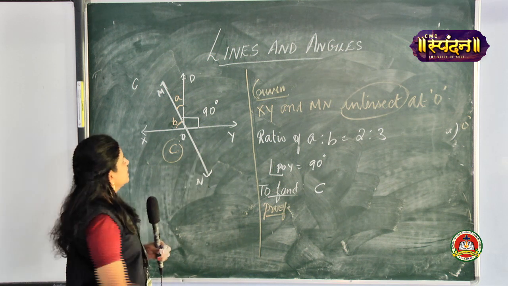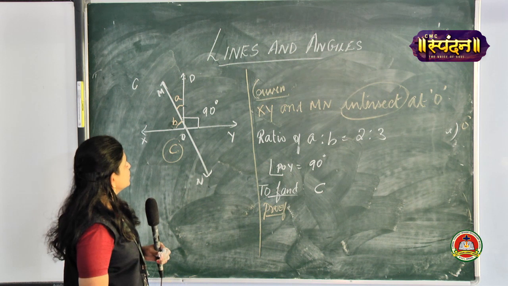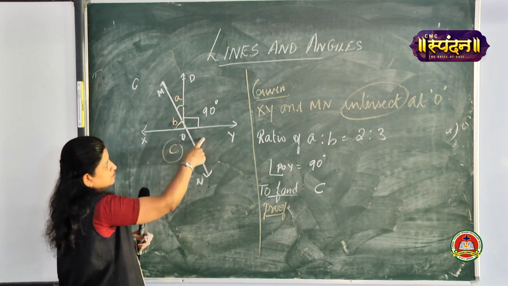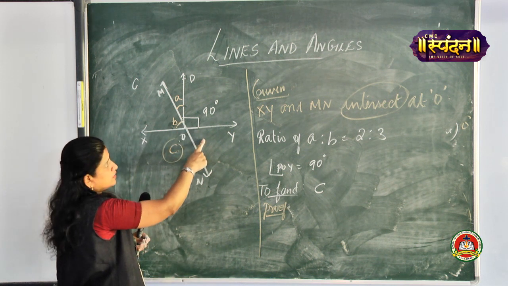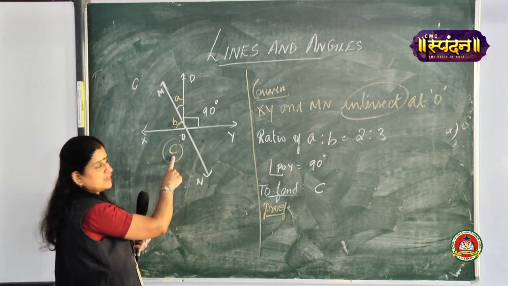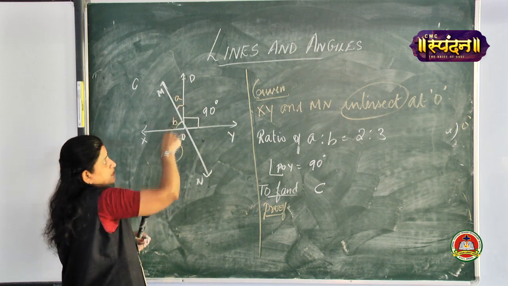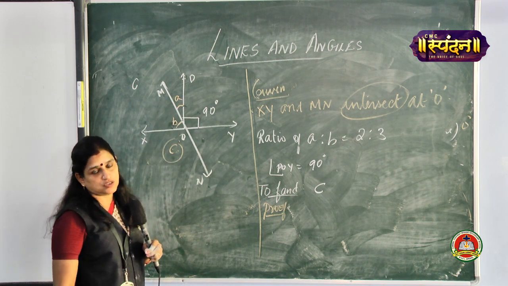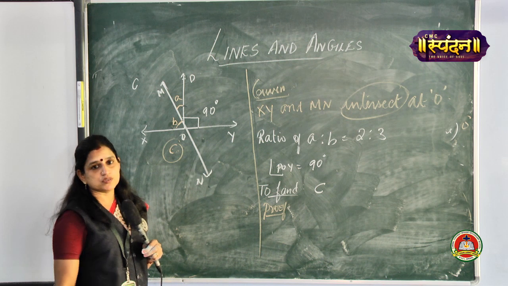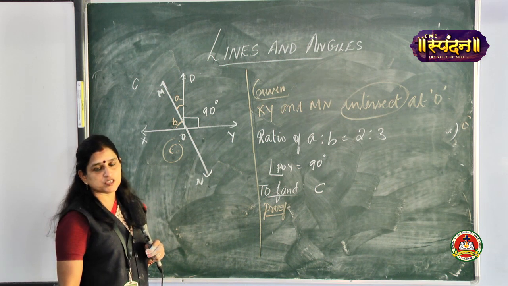So is there any angle I can find for vertically opposite angle? For finding B, this angle is not given over here, so I cannot use the property. For finding angle C, C is vertically opposite to A plus 90 degree, but two unknowns are there over here, so I cannot find C also. So here I am not able to use the first property, vertically opposite angle.